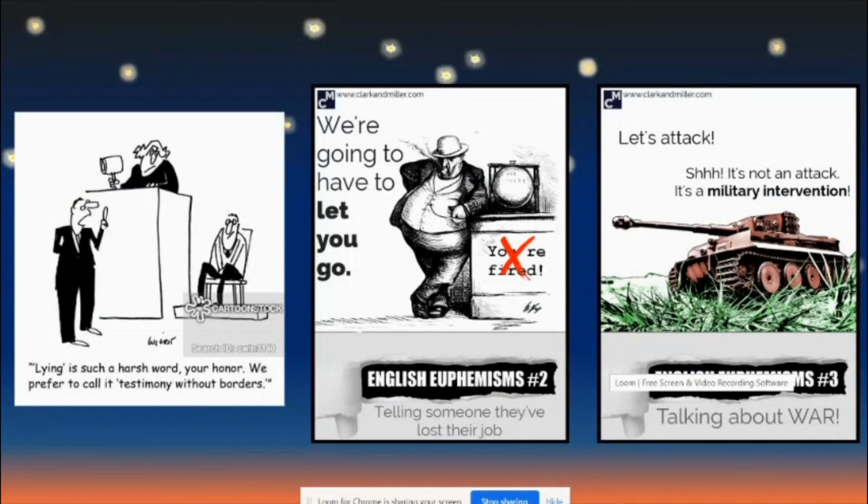Other examples of euphemisms: lying is such a harsh word, Your Honor. We prefer to call it testimony without borders. Another: we're going to have to let you go instead of you're fired. And lastly, we have let's attack. Shh, it's not an attack, it's a military intervention.